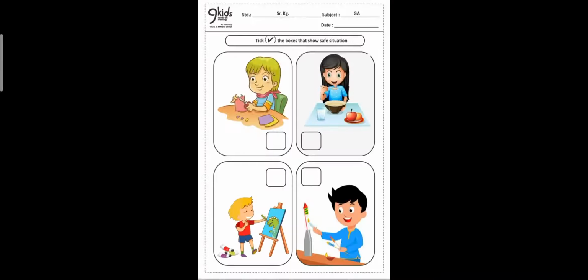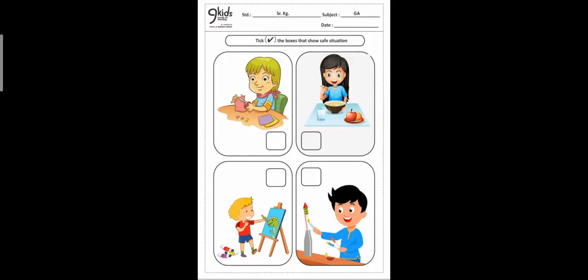Now it's time for worksheet. This is the worksheet related to safety at home. Here we have some pictures that show safe and unsafe situations. We have to see the pictures carefully and put tick on safe situations.